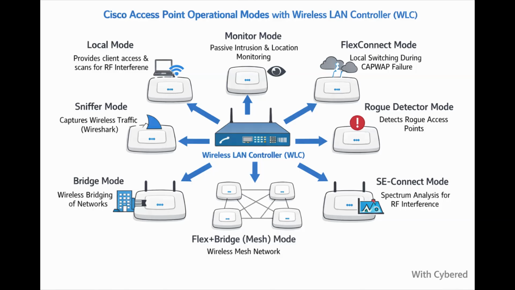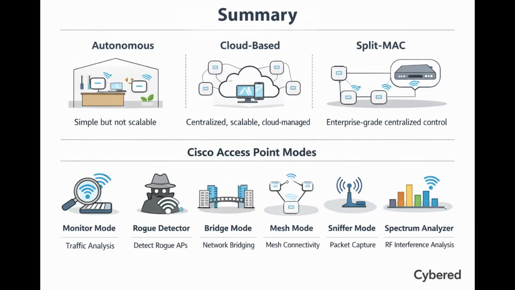Rogue Detector identifies rogue APs by correlating wired and wireless MAC addresses. Bridge links multiple networks wirelessly. Flex plus Bridge provides redundant wireless mesh connectivity, and SE-Connect performs spectrum analysis to detect radio frequency interference sources. So here's the summary. You have autonomous, simple but not scalable; cloud-based, centralized, scalable, cloud-managed; and split MAC, enterprise-grade centralized control using WLCs. AP modes allow Cisco APs to support security, monitoring, bridging, and spectrum analysis.